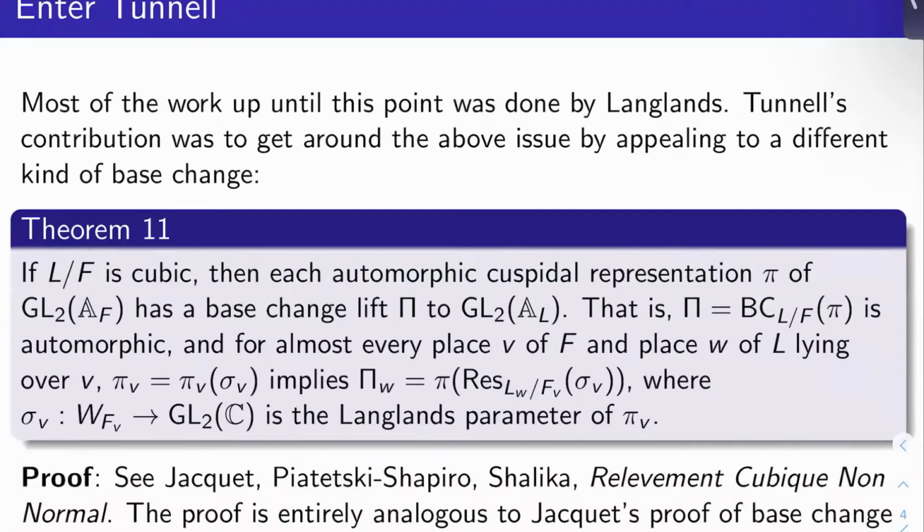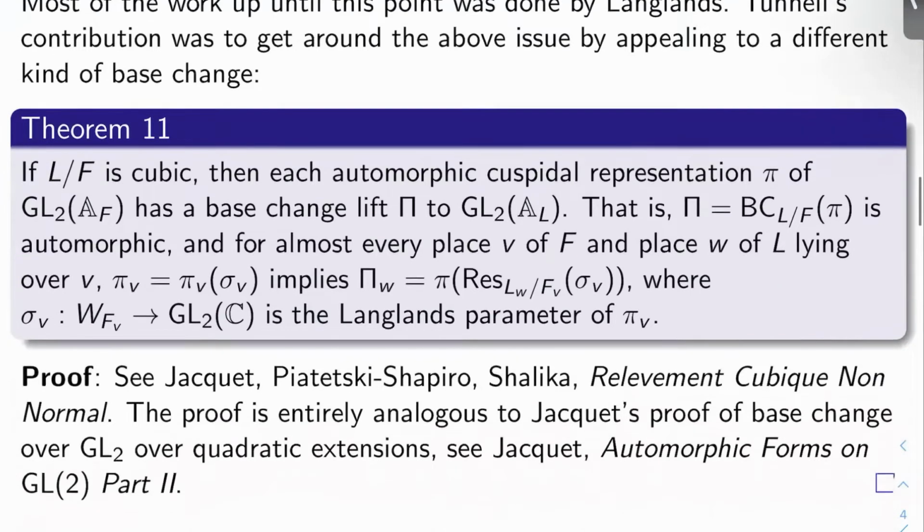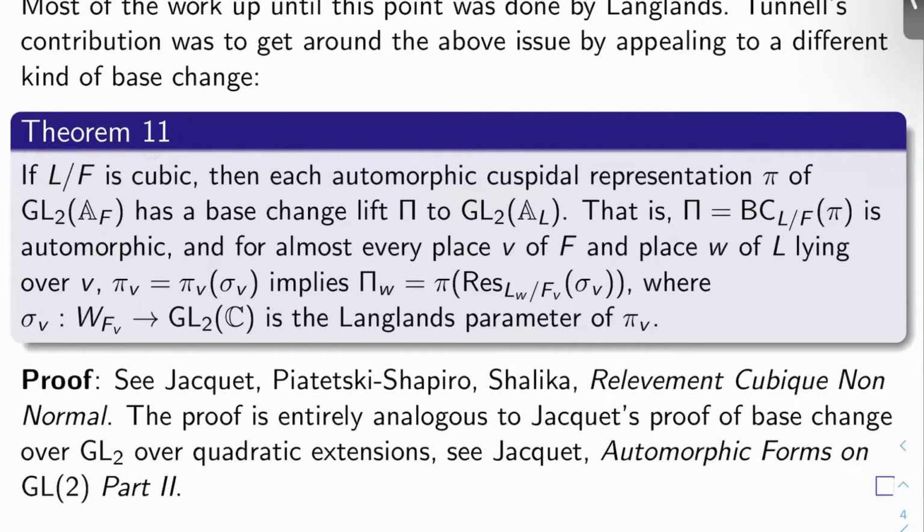So most of the work, just so you know, done up until this point was done by Langlands and others. But if we're splitting up the work between Langlands and Tunnell, and we're only attributing the work to one of those 2 people, most of the work done so far has been by Langlands. So Tunnell's contribution is in this octahedral case. He gets around this issue by appealing to a different kind of base change. So Theorem 11, maybe octahedral base change.